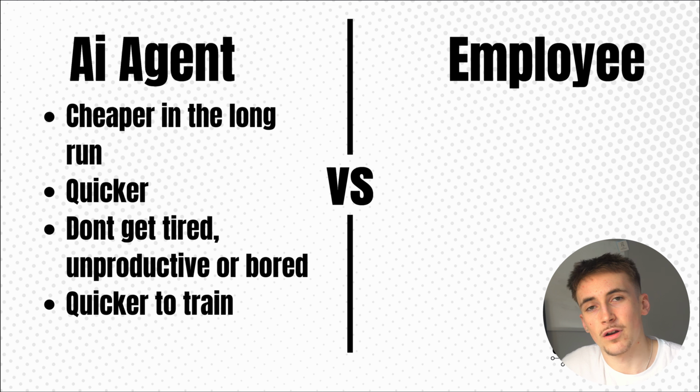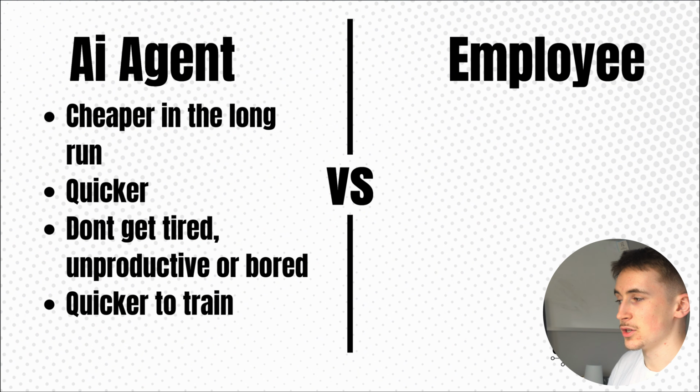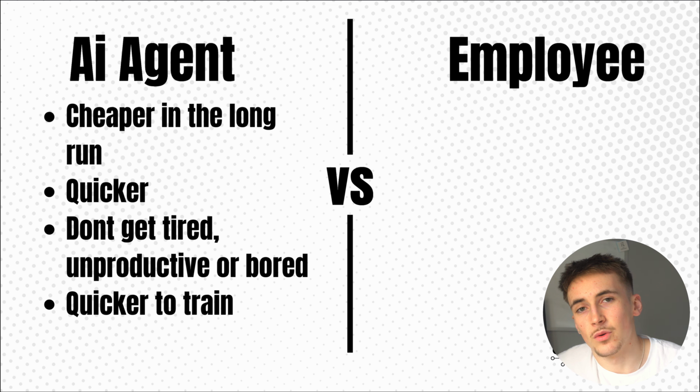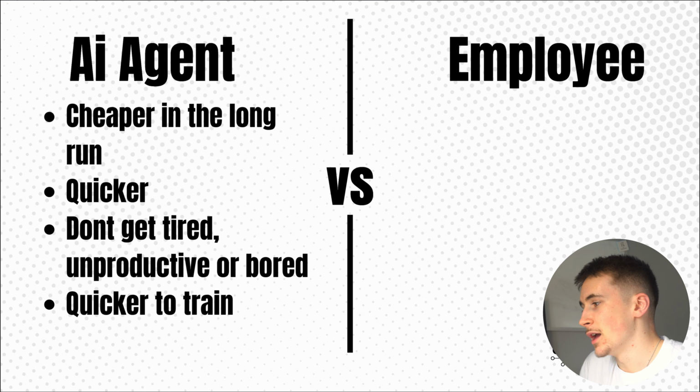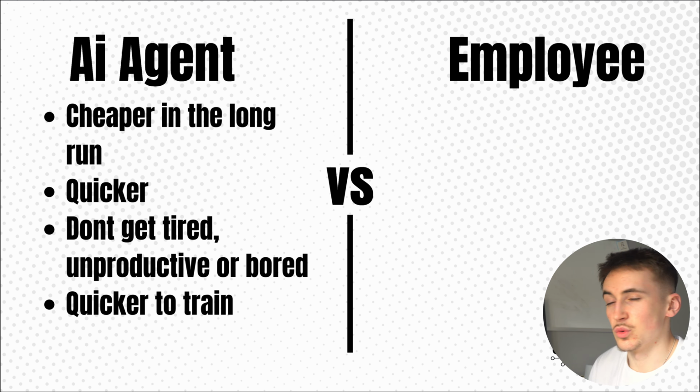But then in the long run, and by the long run, I mean maybe 2 or 3 months, it's going to work out cheaper than it would have if you'd actually hired that person. So that's what I mean by cheaper in the long run. Quicker, of course, AI can do pretty much anything quicker than a human can. It doesn't get tired, unproductive or bored, and also just works 24/7.